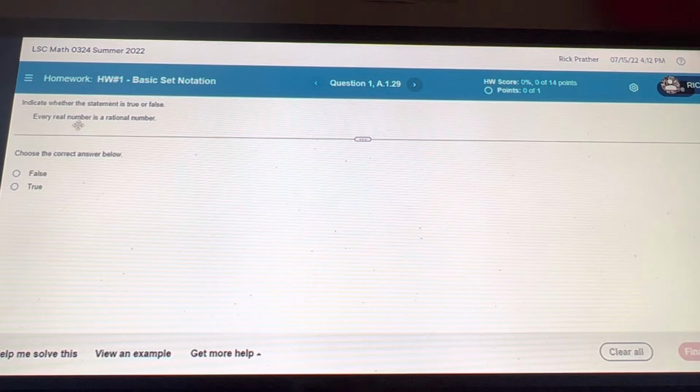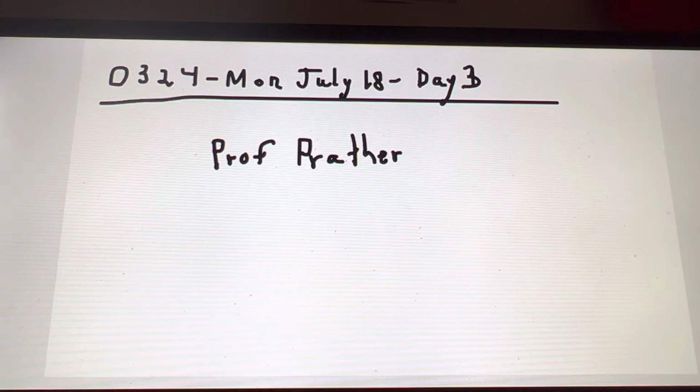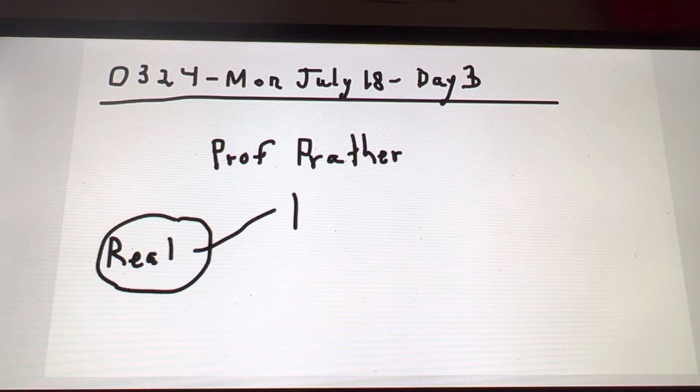Every real number is a rational number. That is false because, let me show you this. Real numbers have two main branches, rational and irrational. Most real numbers are rational. Rational just means you can write them as a fraction.